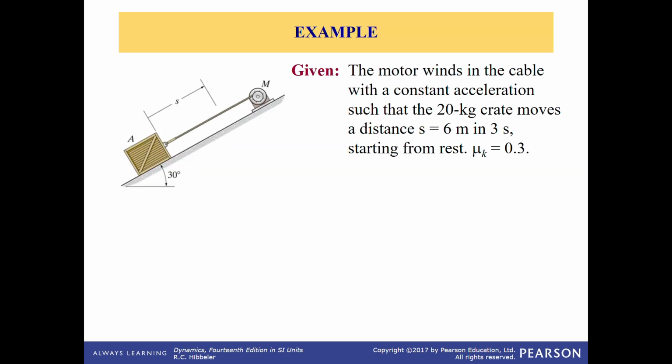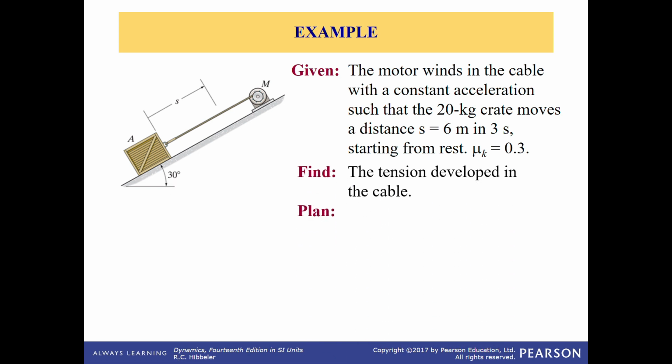Okay, this is the example for this chapter. Given the motor winds in the cable with a constant acceleration such that the 20 kilogram crate moves a distance s equal to 6 meters in 3 seconds starting from rest. They give you mu k, the kinetic coefficient of friction, which is equal to 0.3. Let's take a look at this diagram. This is crate A, 20 kilograms, connected to a cable. This is connected to a motor with a cable at an inclination angle of 30 degrees.